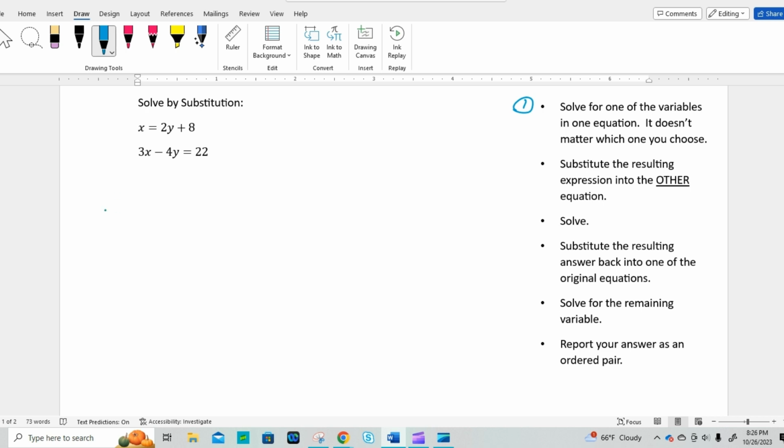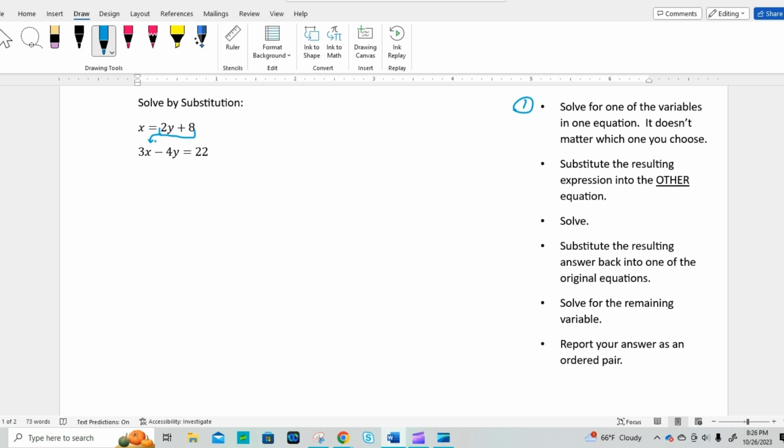Here, my most direct route is to say that I'm going to take this expression 2y plus 8 and plug it into the second equation where the x is, because now we know that x equals 2y plus 8.